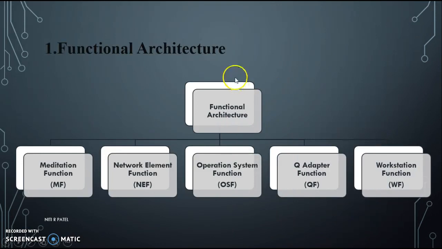The functional architecture. As said, the functional architecture identifies the functional modules or the different blocks including the reference points. So the functional architecture is divided into 5 functional blocks: the mediation function, network element function, operating system function, Q adapter function, and workstation function. Let us look into each of these function blocks in detail.